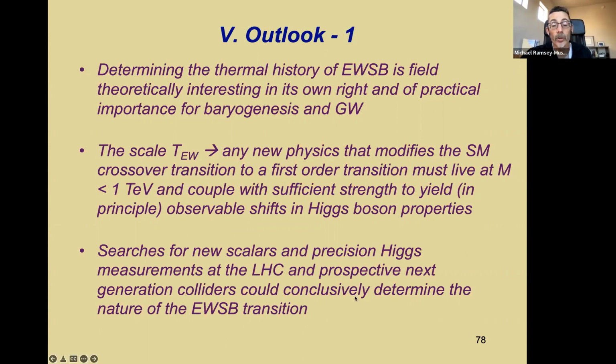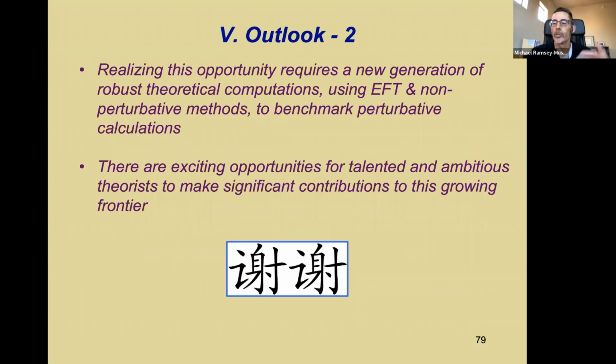And searches for new scalars and precision Higgs studies at the LHC and next generation gravitational wave probes could, I think, conclusively help us determine the nature of the symmetry breaking transition. But we really need to pursue vigorously this program of EFT and non-perturbative calculations to say things robustly. And so I think there's a lot of opportunities for people who are interested to get involved. And with that, I think I'm right on time, and thank everyone for their attention, and we'll stop here.